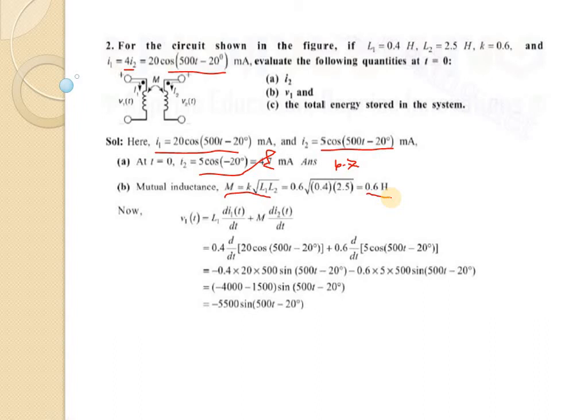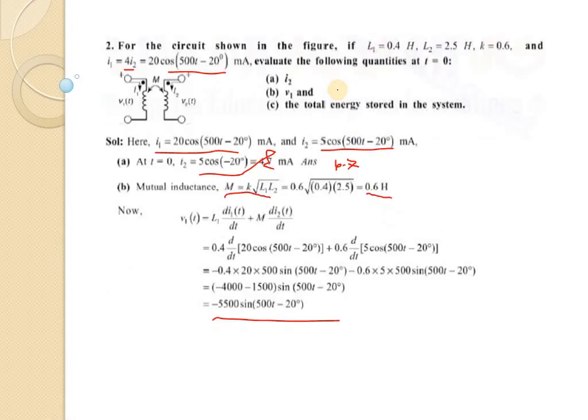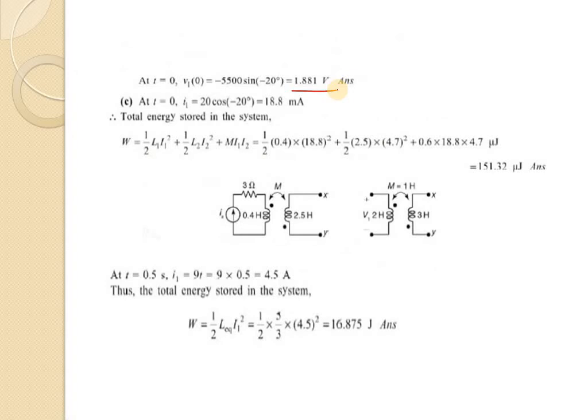So putting all these values, we are getting V1 equals minus 5500 sine(500t minus 20). Now again we put t equals 0 for the given problem, and we are getting the value of V1 as 1.881 V.